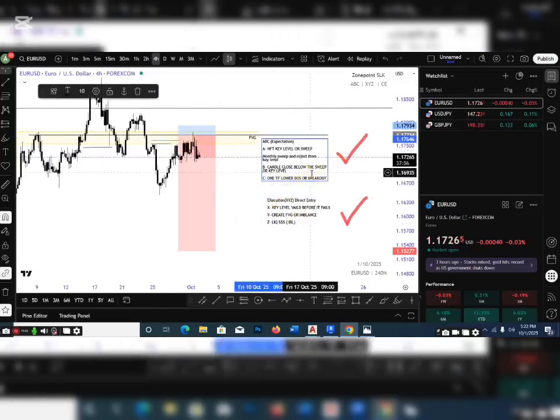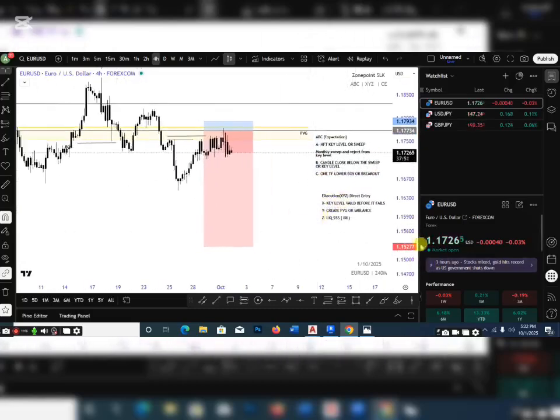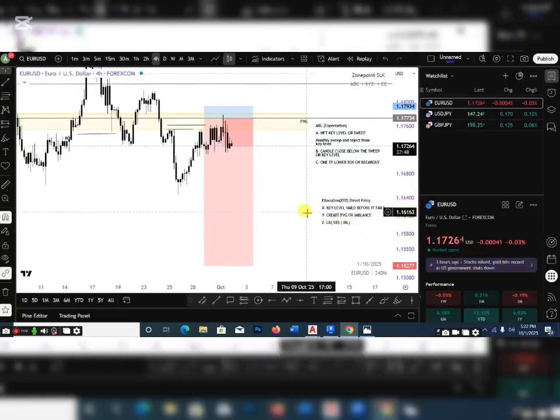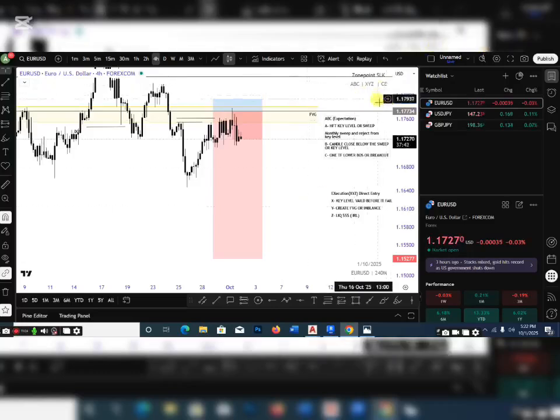You will wait for a confirmation entry, and you will be waiting for it on either 2 hours or 1 hour. When you don't see anything on 2 hours, you use 1 hour and 30 minutes. That is where the CE comes in. You can see we use ABC, we use XYZ. Now we are using CE.